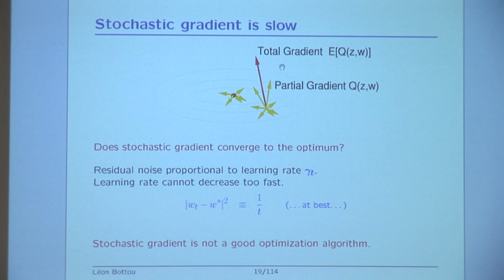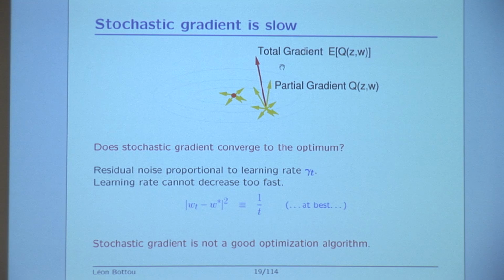But if I'm at the optimum, I can move away from the optimum whenever I draw an example. So if I'm on the optimum, I draw an example that happens to be misclassified. I'm going to move my weights even though I was at the optimum. And maybe another example is going to drive me back. So I'm sort of flying above the optimum. This residual noise is proportional to the learning rate.